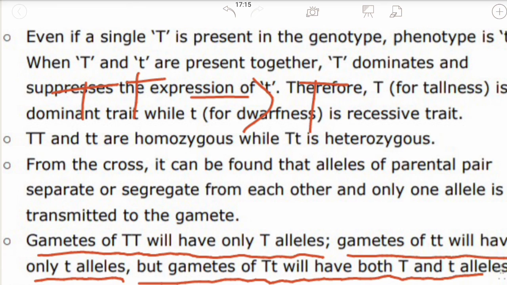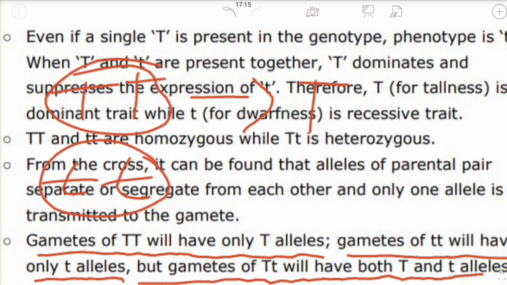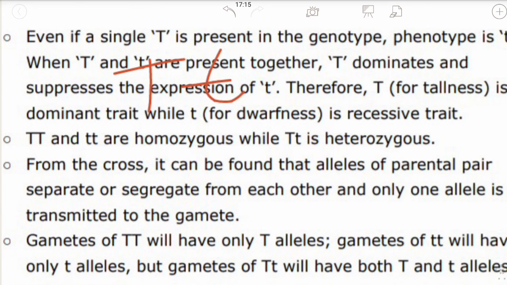When both are tall, only capital T is the allele, so the produced progeny will be tall because both are tall. Next comes small t. When both are short, the produced progeny will be short. But in the case of capital T and small t, what happens? Both tall and short are present. Then the dominant character is capital T, so it will express itself, but the small t will suppress itself. So capital T is observed as the allele, meaning capital T will dominate the other. So capital T, meaning tallness, is seen as the character of the progeny.